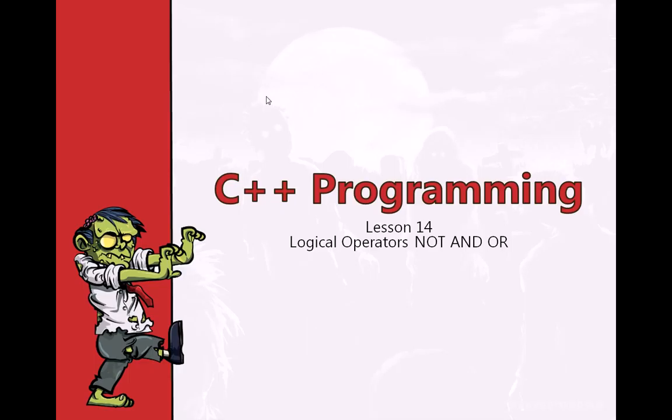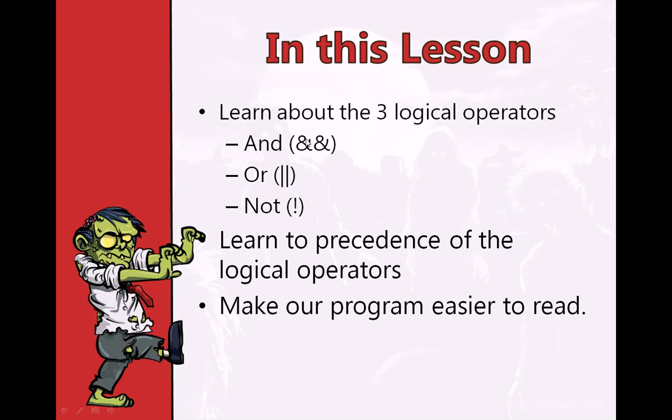Alright, the 3 logical operators we have are not, and, or. But we don't use the words not, and, or in our programs. So in this lesson we're going to learn about the 3 logical operators: and, or, and not. Notice that I have 2 ampersands here. This represents and. 2 pipe symbols. This represents or.